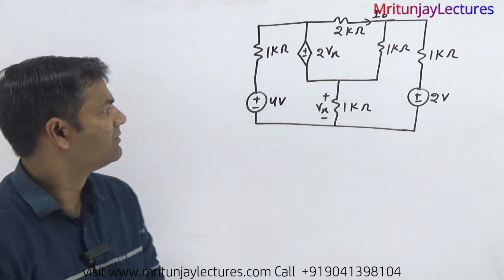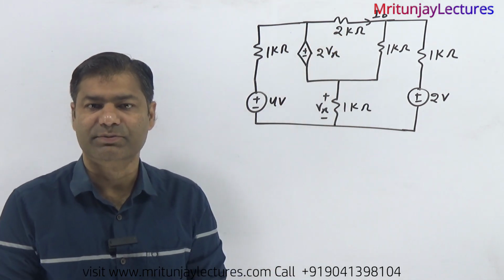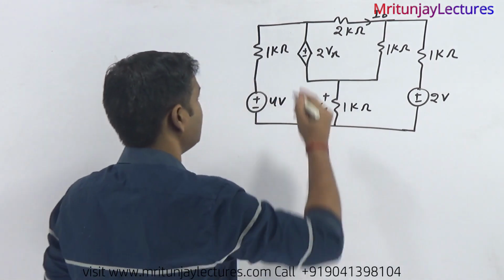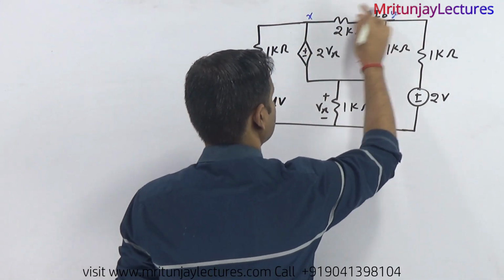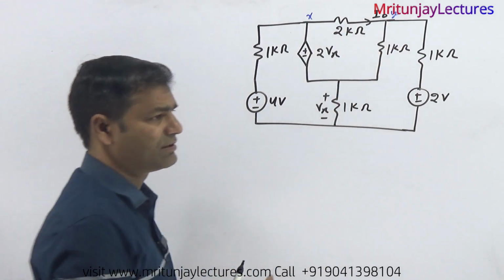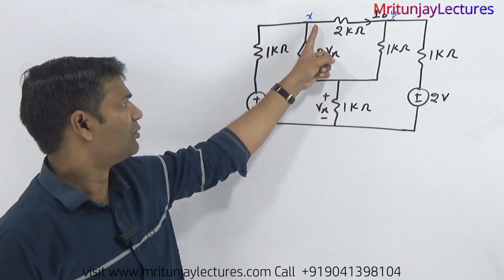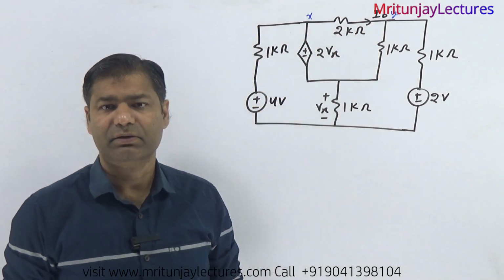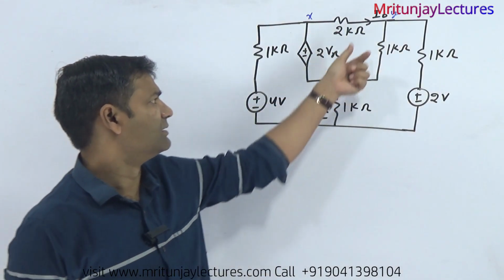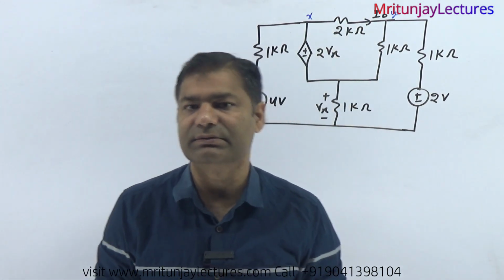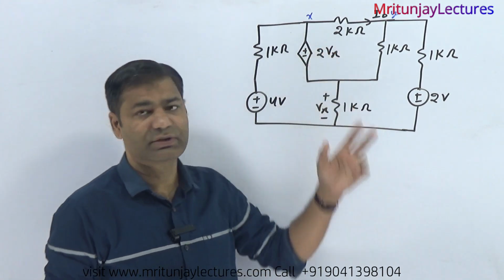Our motto is to determine I naught with the help of Thevenin's theorem. So how can we determine it? First of all, consider that point and that point: this one is x and this one is y. Consider terminal x and terminal y. Next, we remove this and develop Thevenin's equivalent circuit corresponding to the xy terminal.